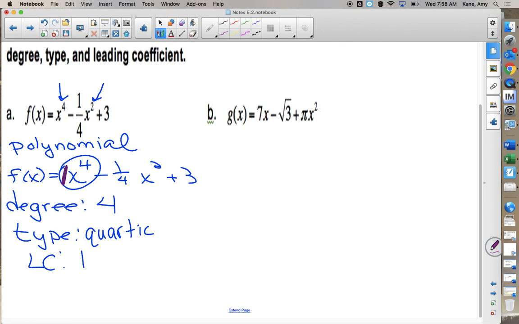All right, let's look at number 2, or letter B, I suppose. Is this a polynomial? Yeah. So the powers of the x's. This has a power of 1, that has a power of 2. It's okay that it's a square root of 3. That's a number. It's not an exponent. So this is a polynomial.